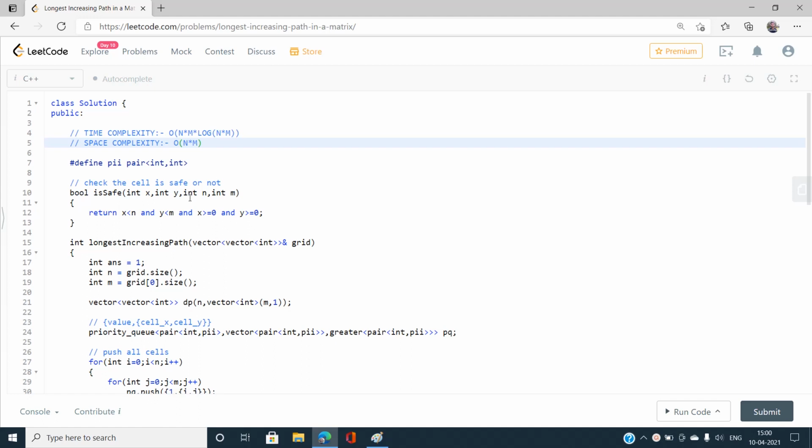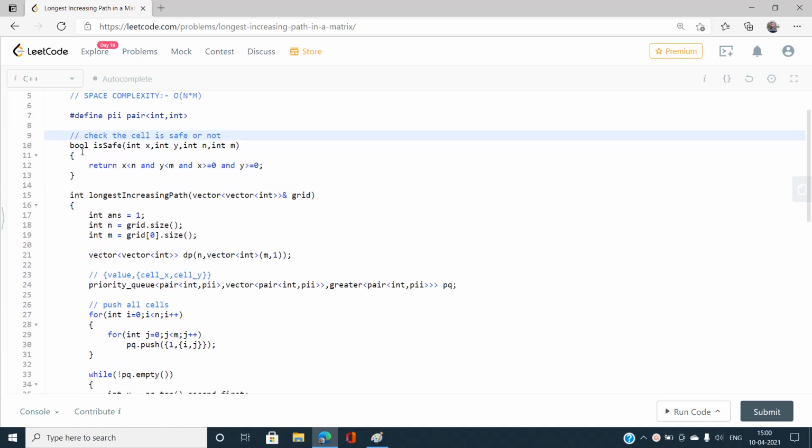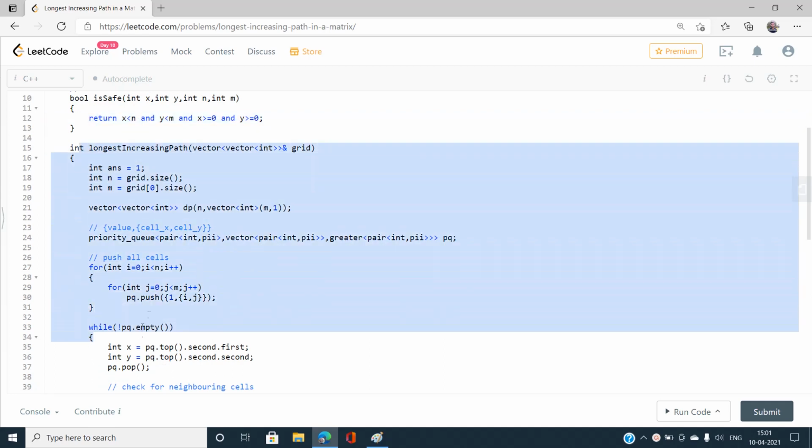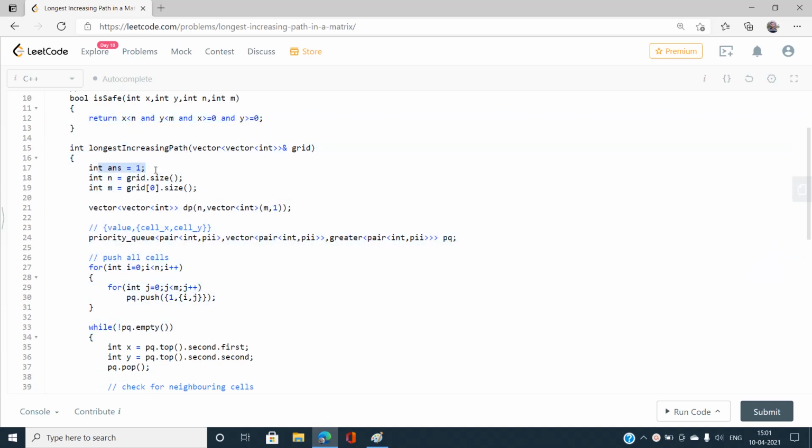Okay, so here is the code. You can see I have defined a pair of int, int, because I am going to use it several times in my code, and bool is safe is going to denote whether my current cell is safe or not. And here I have the int longest increasing path function. The minimum answer is always 1, and n is the grid size, which is the number of rows, m is the number of columns. And you can see here I have a matrix of dp.